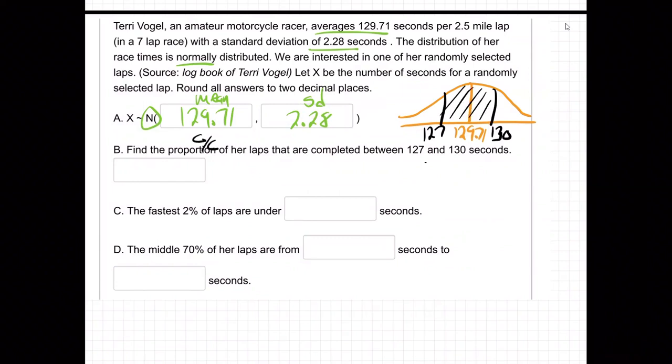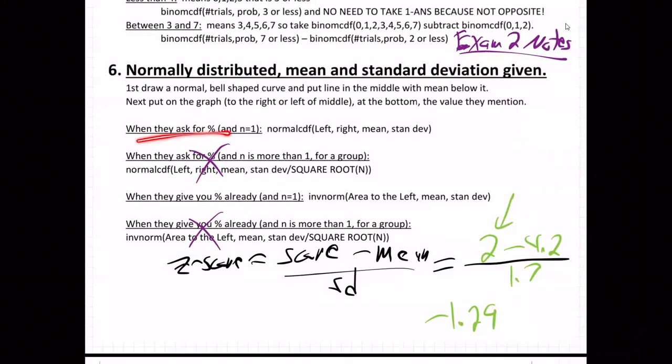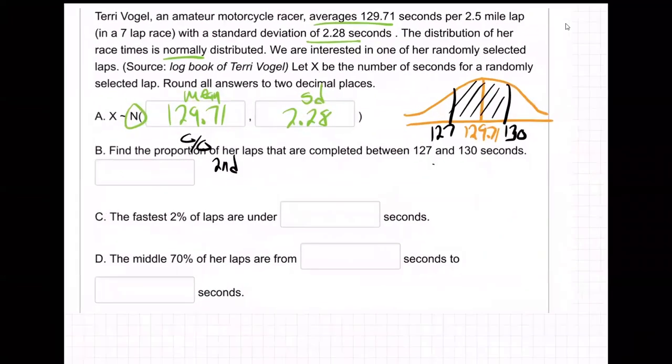So they're saying find the proportion, find the percentage. So that's always normal CDF. You can go to the exam notes here. This is the exam 2 notes. When they ask for a percentage, they're asking for a probability, which is a percentage. Normal CDF, left, right, mean, standard deviation. So we'll go second, distribution, normal CDF.